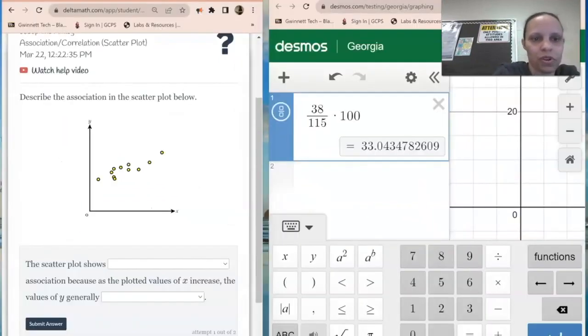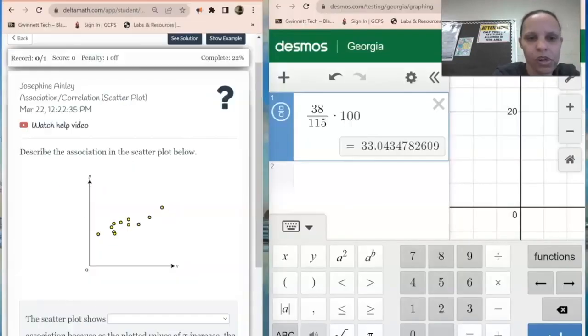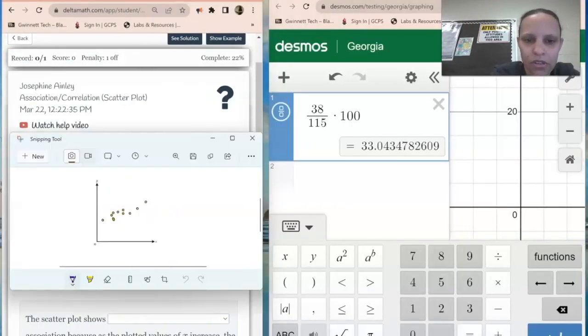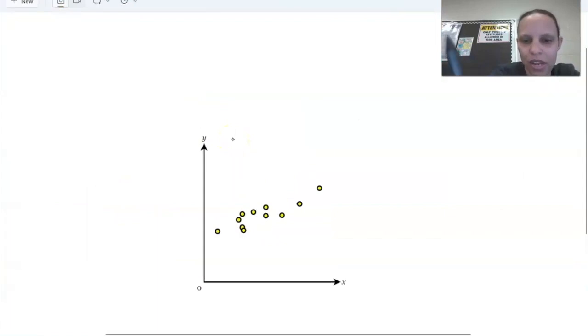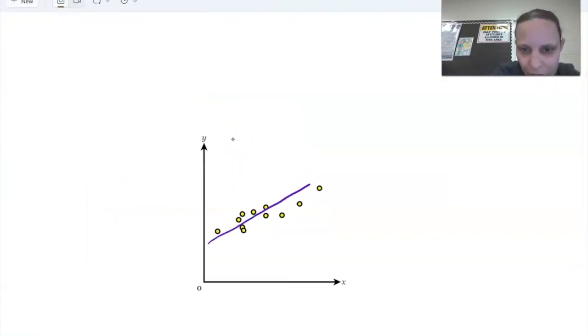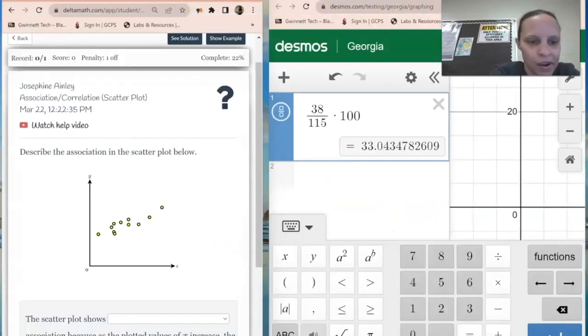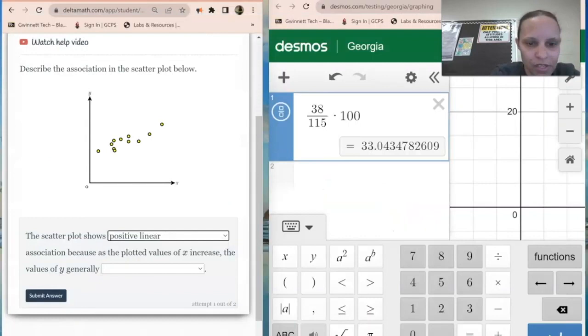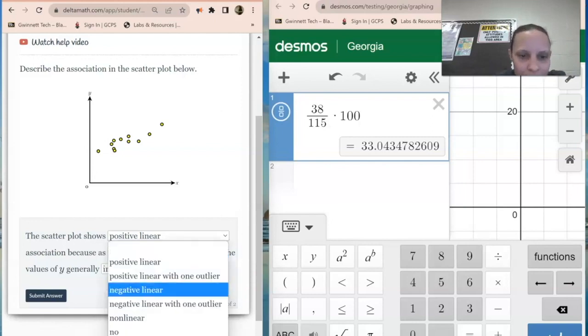Actually, I'll just do one more because I think it's relatively simple. All right, so here's another one. So what does it look like? Is it a U, an N? It looks like if I split the dots, it would be just like this. So that's a linear again. And this time it's going up, so it's a positive linear. All right, so the scatter plot shows a positive linear with generally increasing.